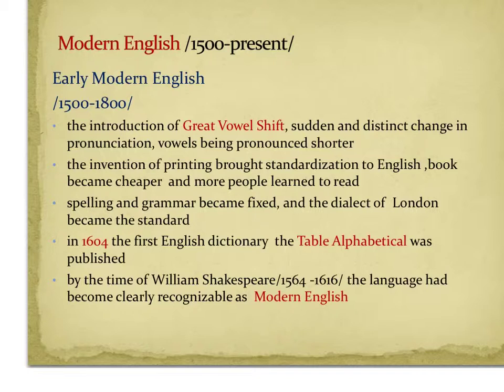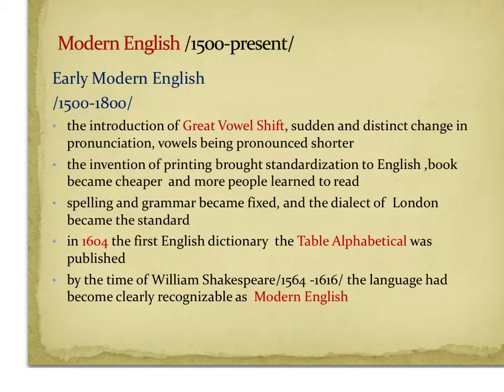Early Modern English dates back from 1500 to 1800. What was typical for early Modern English? It was the introduction of the great vowel shift, a sudden and distinct change in pronunciation of vowels, vowels being pronounced shorter and shorter. The invention of printing brought standardization to English.